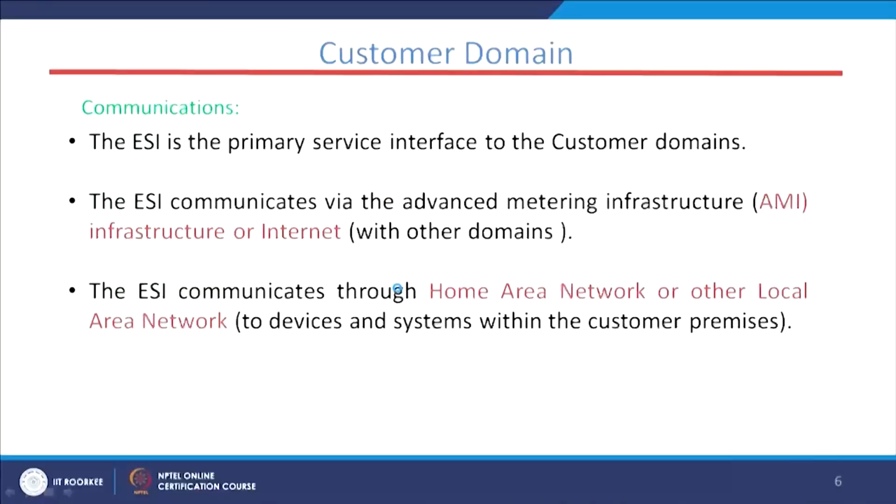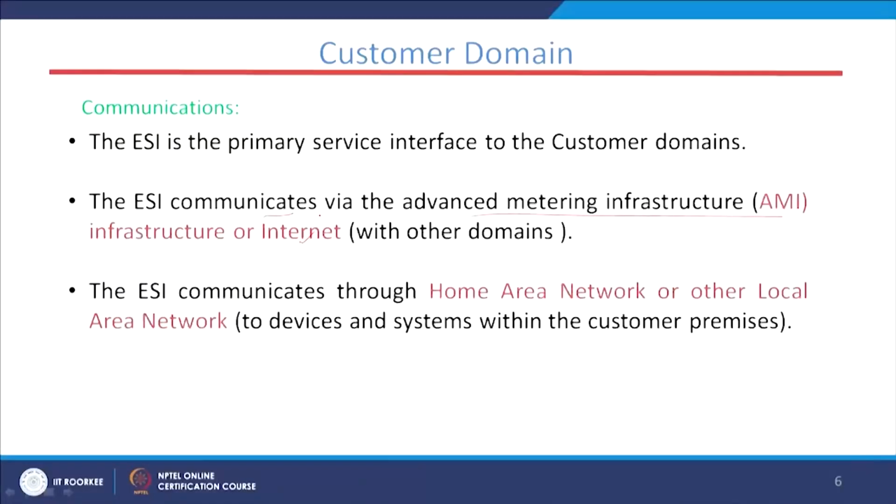Now, as I mentioned 2 slides before, this ESI is the primary service interface to the customer domain. As far as the communication is concerned, this is very important: this ESI communicates with the advanced metering infrastructure. This infrastructure is a very essential part of the smart grid system, and it is interconnected to the ESI through the internet.